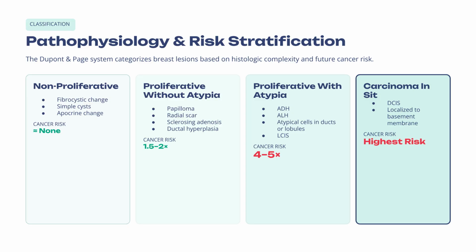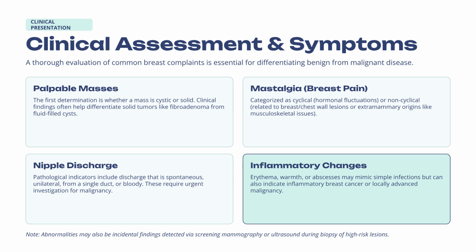The DuPont and Page framework categorizes lesions by risk. Non-proliferative conditions carry no significant risk, while proliferative disease with atypia significantly increases the risk of developing future breast cancer. Clinical assessment is vital. We evaluate for palpable masses, mastalgia, nipple discharge, and inflammatory changes, always remaining vigilant for signs that mimic or mask malignancy.